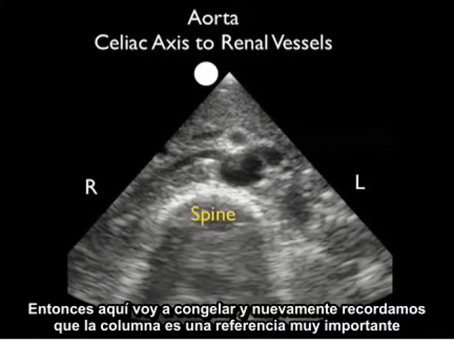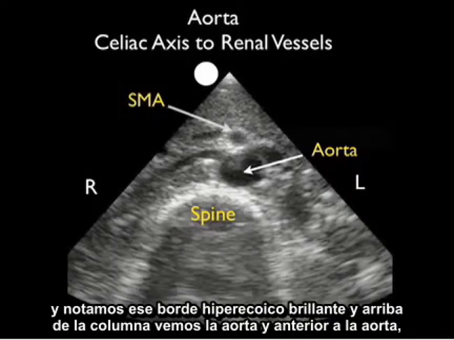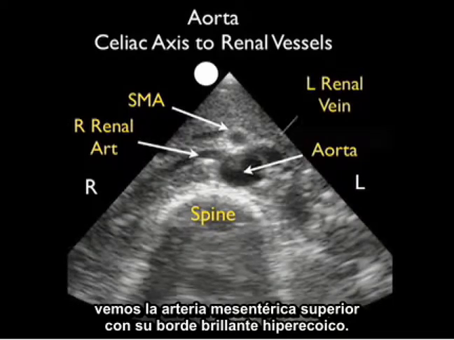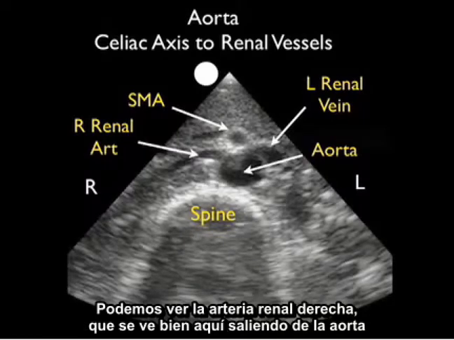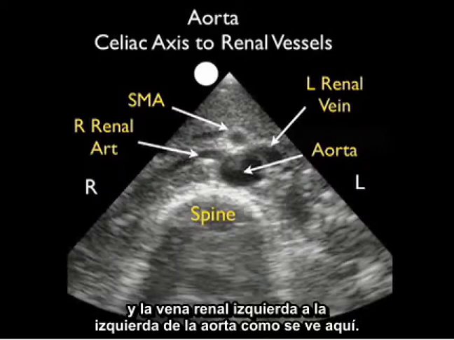So here I'll freeze it, and again we'll remember that the spine is our very important landmark, and notice that hyperechoic bright rim, and on top of the spine we see the aorta, and anterior to the aorta we see the superior mesenteric artery with its bright or hyperechoic rim. We can actually see the right renal artery well seen here coming off the aorta, and the left renal vein to the left of the aorta as shown here.